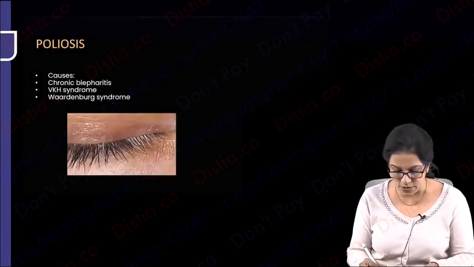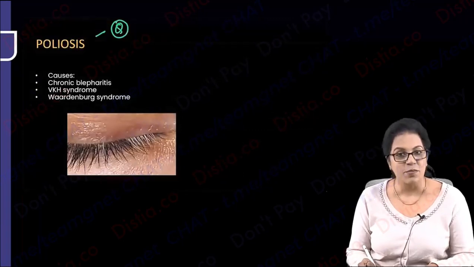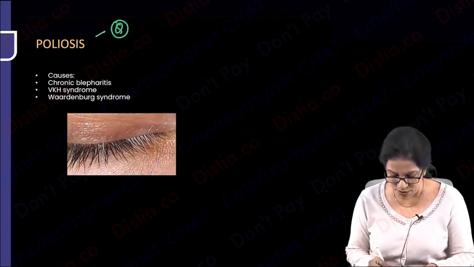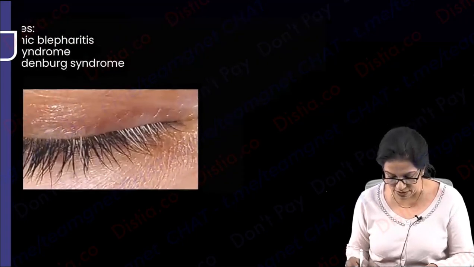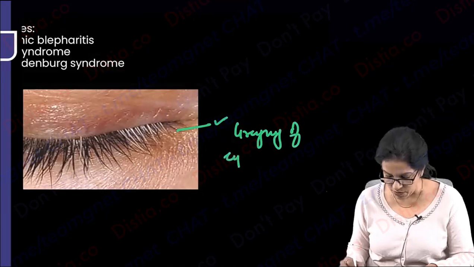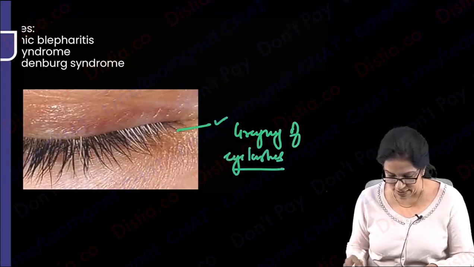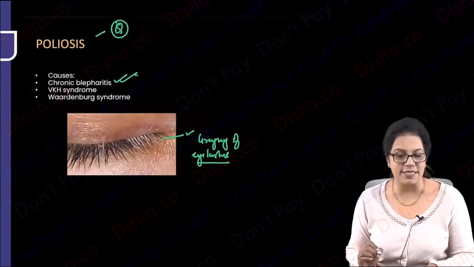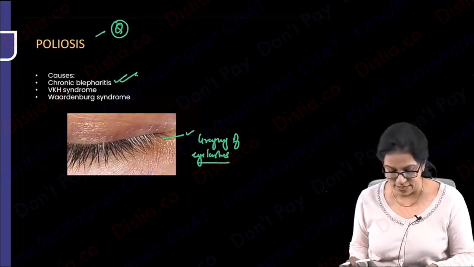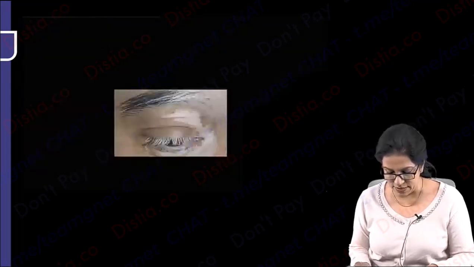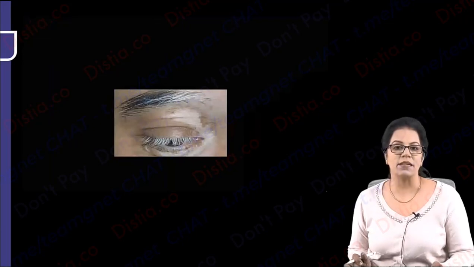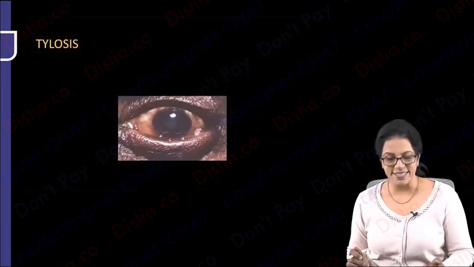We next talk about, this is also an exam question, what is poliosis? You have learned poliosis with me in both Vogt-Koyanagi-Harada syndrome and Waardenburg syndrome. So poliosis is graying of eyelashes. As you can see here, graying of eyelashes is called poliosis. It can also be a complication of chronic blepharitis. This is a case of albinism where you can see poliosis and also graying of the eyes. Yes, depigmentation. Right?